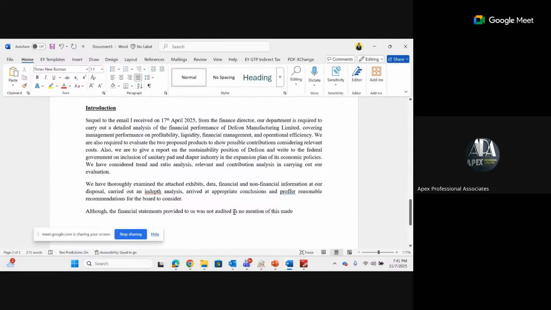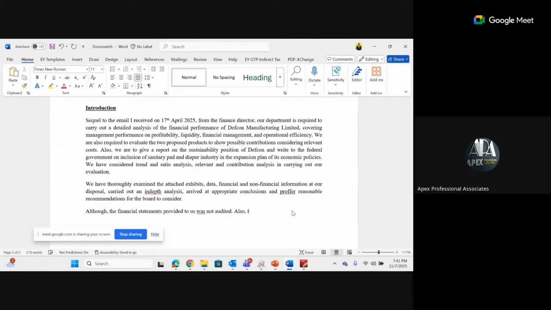But there's no need to even say that, you work in the company, you know. But we are just assuming in an exam scenario that this financial statement is not audited, because the examiner did not mention that it is audited. So you assume it is not audited.